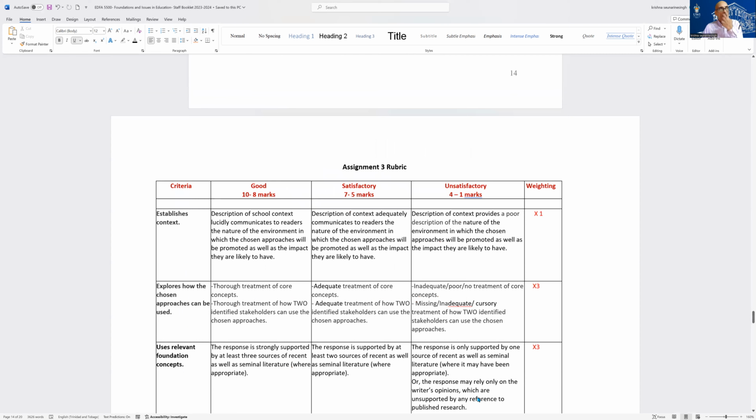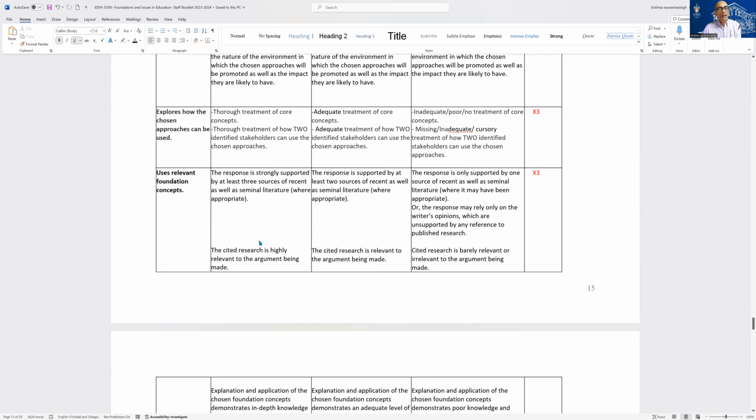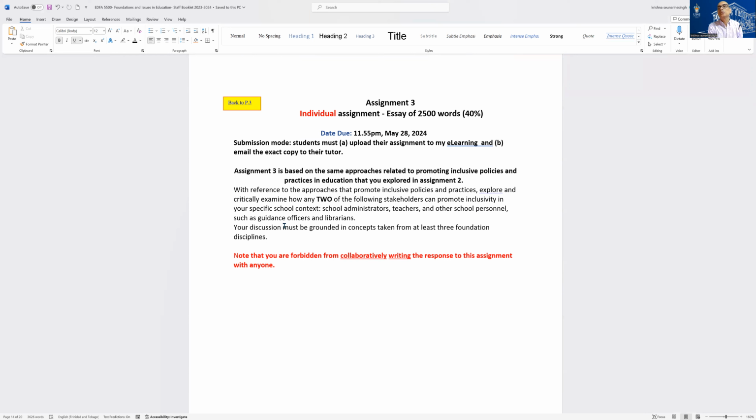So you will notice here in the rubric, you have to establish a context. Then you have to tell us about the concepts you want to use. And very importantly, you will notice here that I have in red that you have to synthesize and analyze ideas. You get a lot of credit in this assignment for synthesizing the foundation concepts and showing us how those ideas, those concepts or theories, how they can work in your school context.